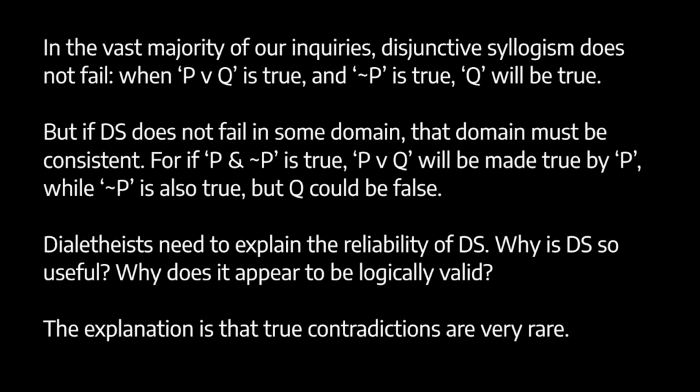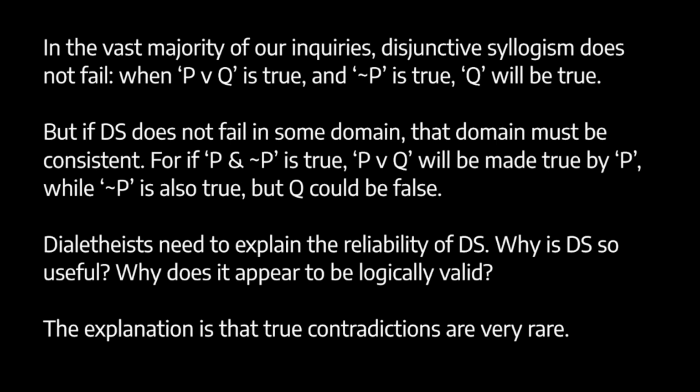Now, dialetheists need to explain the utility of disjunctive syllogism. Why does disjunctive syllogism appear to be valid? This is a problem for dialetheism, right? Why is it that we use disjunctive syllogism successfully in such a wide range of domains? There's an explanatory puzzle here. But this very explanatory burden can then be used to argue that true contradictions are improbable. Disjunctive syllogism would not be useful if true contradictions were common, so true contradictions are rare. Disjunctive syllogism appears to be valid because in most of its instances, true premises do lead to a true conclusion, and that's because most cases are consistent.